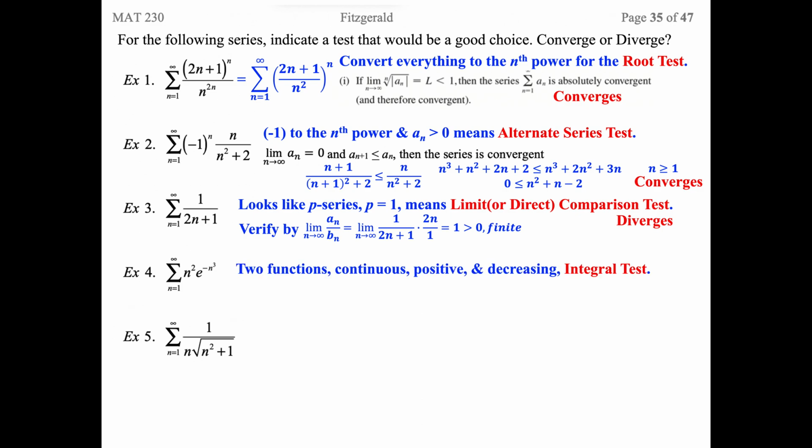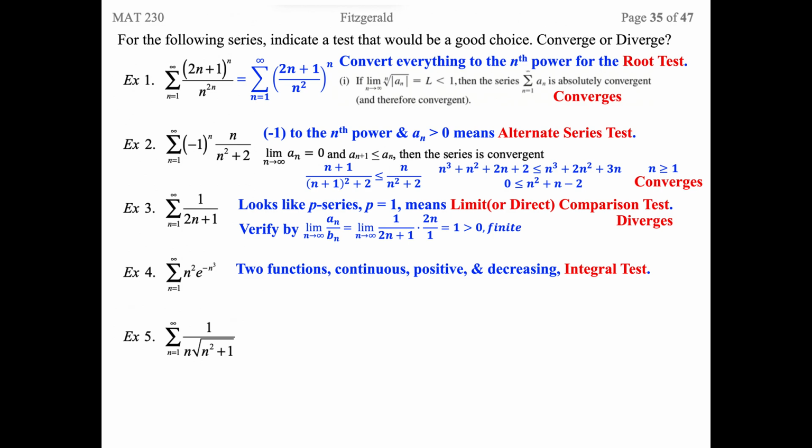Because if I let negative n cubed be my u, take the derivative of that and get negative 3n squared dx, and I can make my du be just negative 1/3 du. So this is a good component for doing the integral test.